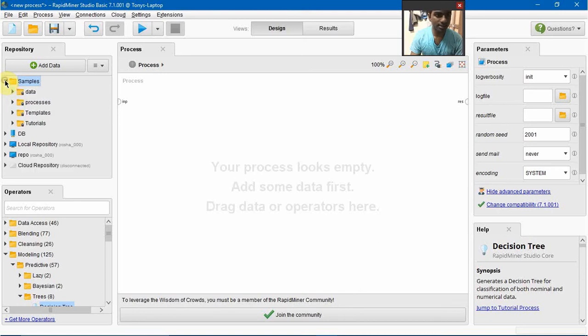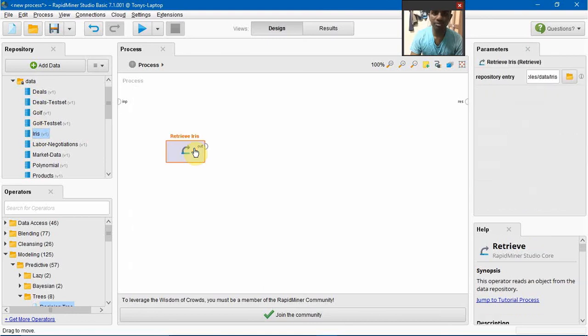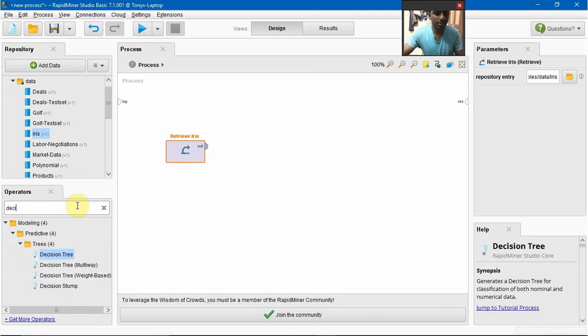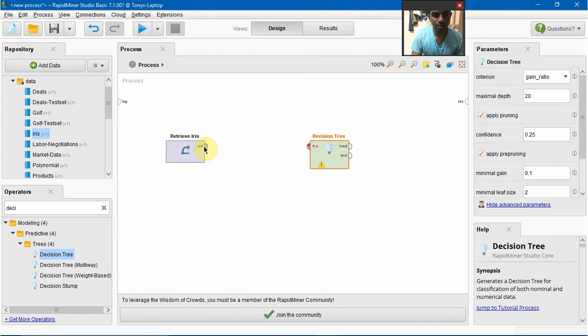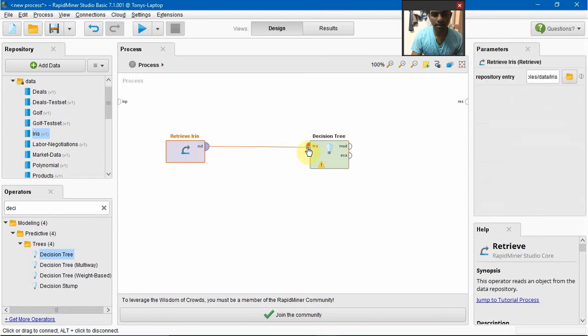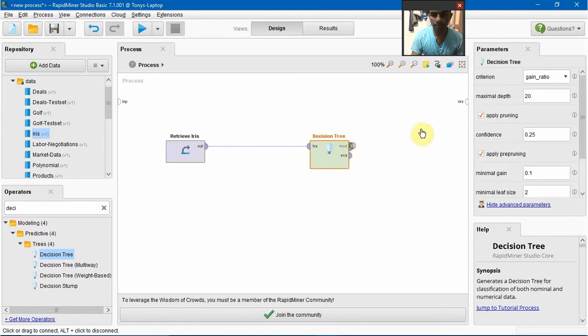Let's take a sample data set. Let's take the data set iris. We'll put it on the process panel, and now we're going to take an operator called the decision tree. Let's connect it accordingly. Now let's look at the parameters.